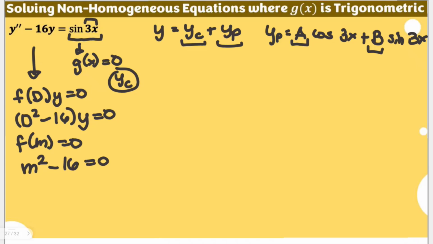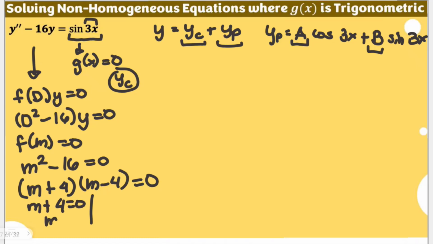Let's solve for the roots of this auxiliary equation. Since m squared minus 16 is an example of a difference of two squares, our factors could be m plus 4 and m minus 4. With this, our first root is equal to negative 4 and our second root is positive 4. Since our roots are distinct and both real, we are going to use the general solution for situations of the roots of our auxiliary equation being distinct real roots.